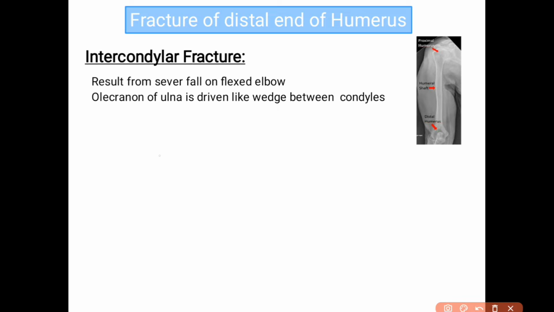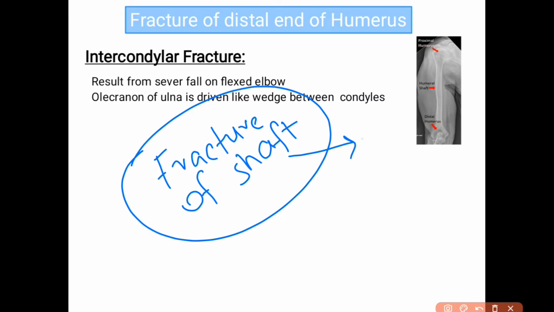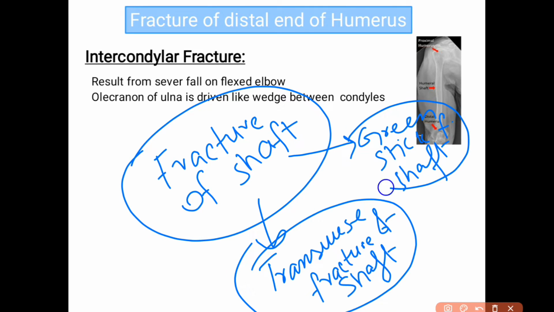So the next one is a fracture of the shaft. Fracture of the shaft is not much important, but there is an MCQ point in a fracture of the shaft. There are two types of fracture of the shaft. The first one is a greenstick fracture, and the second one is a transverse fracture.